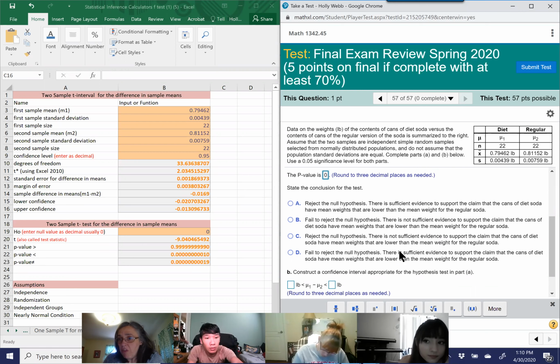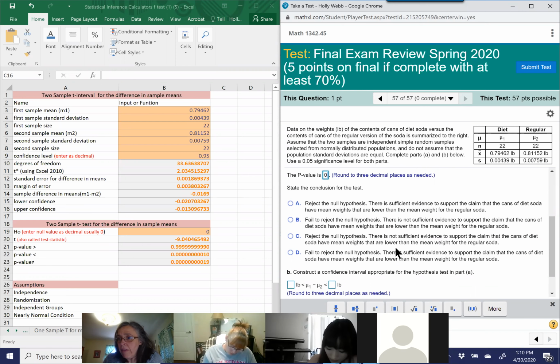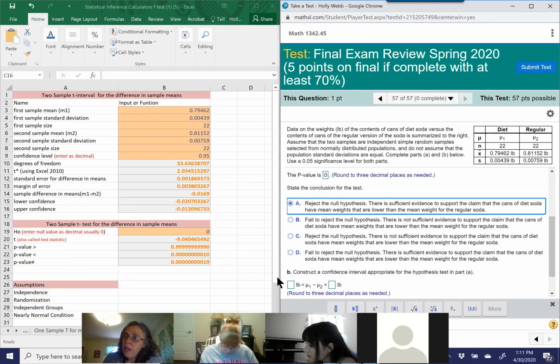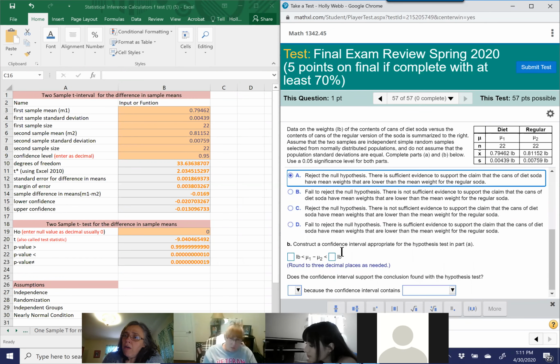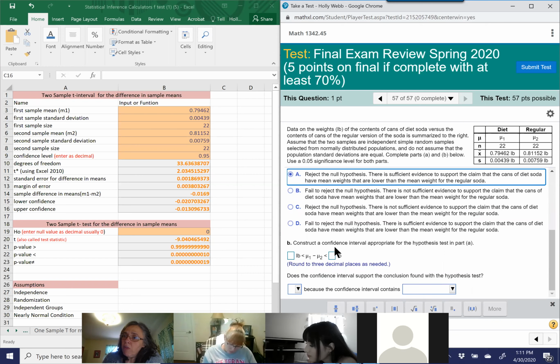Reject. I'm going to reject the null because the p-value is lower. And I would only reject the null if there is sufficient evidence to support the claim that the cans of diet soda have a mean weight less than the regular soda. Okay, now they also want to construct a confidence interval to support the hypothesis test, and this is a left-tail test. So I can't just read this lower and upper confidence and call myself good there. That's not going to work.